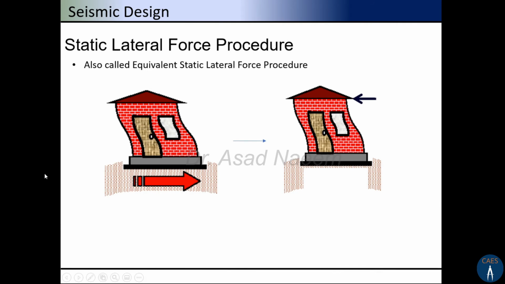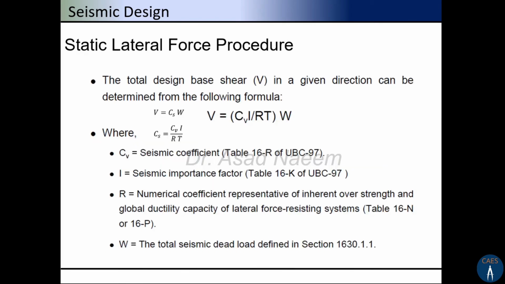Static lateral force procedure. This is the equation to calculate the base shear provided in UBC 97. V is our base shear, C is the seismic coefficient, and W is the seismic weight of the structure. Cs can be calculated using Cv I divided by R times T, and this can all be written in the form of an equation.